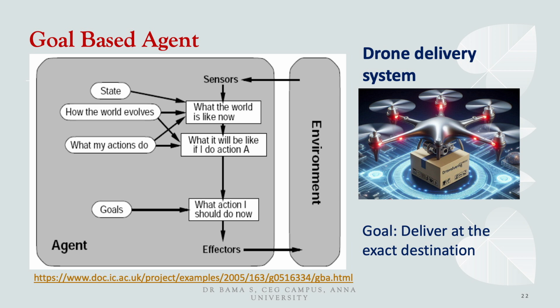An example of it is the drone delivery system. In this case, the goal would be to deliver at the exact location where the user has specified. And at each point while it is flying, it has to remember what it would be like if it is going to deliver at that particular point.